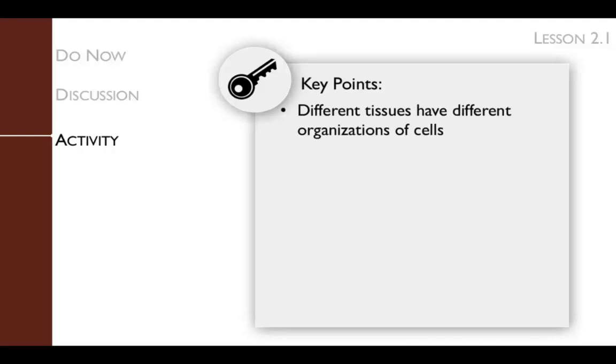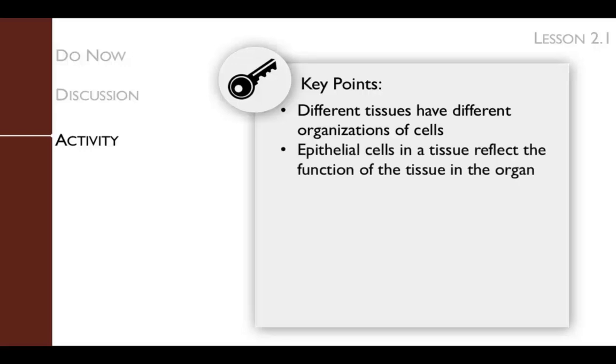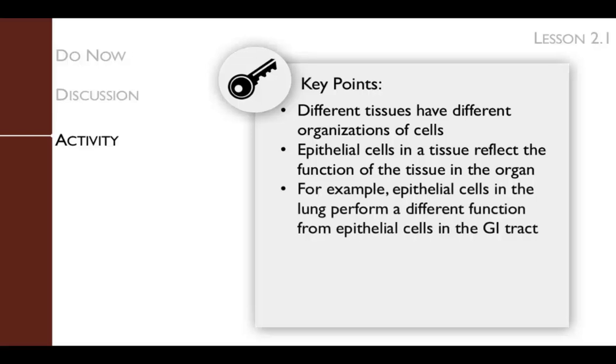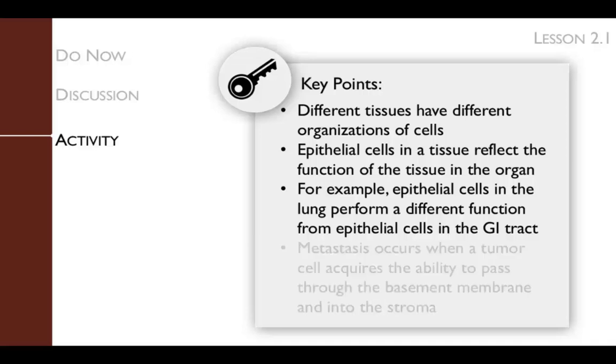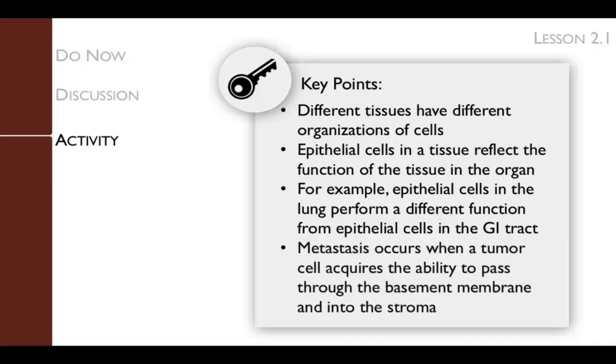The key points of the activity are that different tissues have different organizations of cells. Epithelial cells in a tissue reflect the function of the tissue in the organ. For example, epithelial cells in the lung perform a different function from epithelial cells in the GI tract. And metastasis occurs when a tumor cell acquires the ability to pass through the basement membrane and into the stroma.